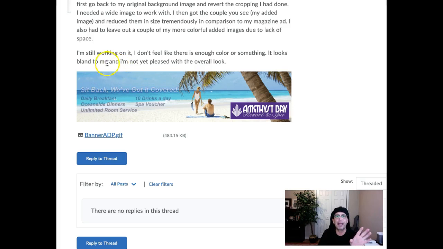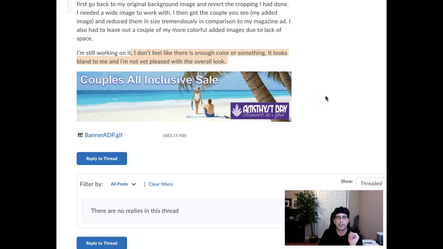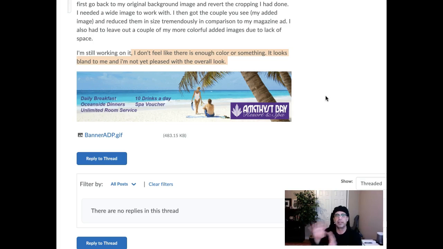Oh, and by the way, I wanted to address this. There's not enough color or something. It looks bland to me. I disagree. I think it looks gorgeous. I really do. I think that sometimes silence speaks louder than design elements. So we don't always have to fill our page with design elements. Sometimes letting the negative space speak as a design element really works wonders. And I think that this is a great example of that.